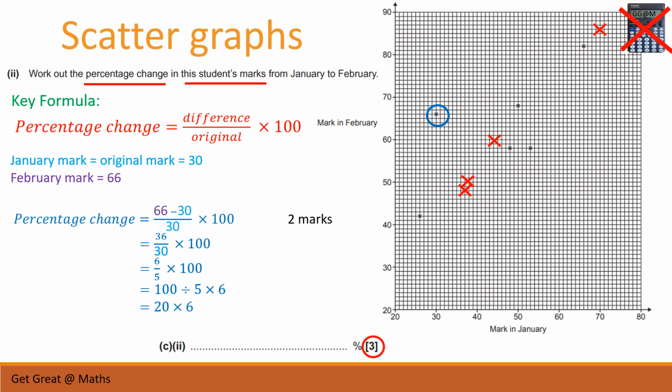Then I multiply that 20 times by 6. 2 times 6 is 12. Add on the 0 gives me 120 for my final third mark. Remember to write your answer on the dotted line.